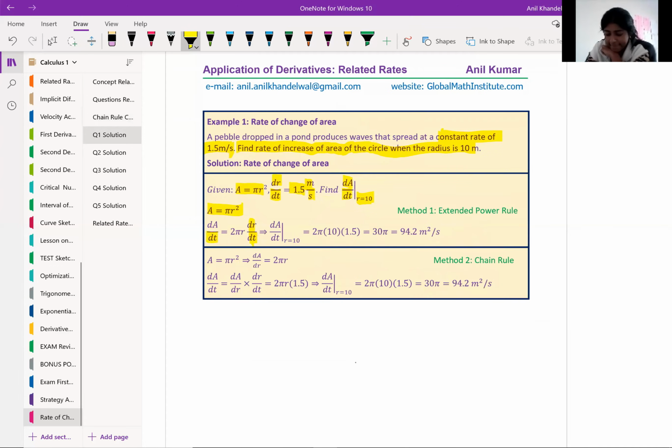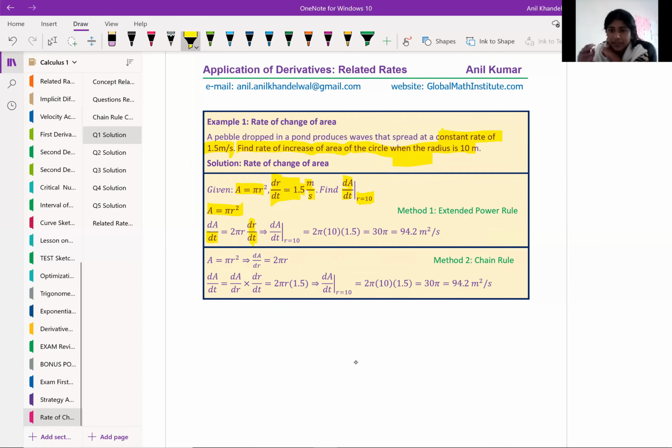We are not given the relation between x and t, but we are given that the rate is constant. It is 1.5 meters per second. We are given dr/dt. Otherwise, they may give you a relation. Instead of writing it like this, they could say the radius is increasing and the relation is r equals 1.5t. So when you differentiate, dr/dt, you get 1.5, correct?